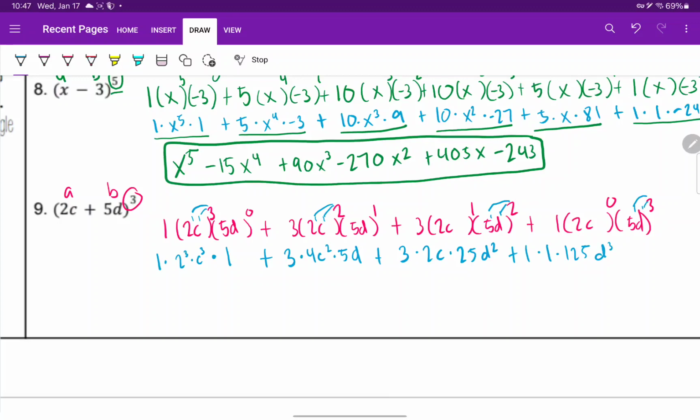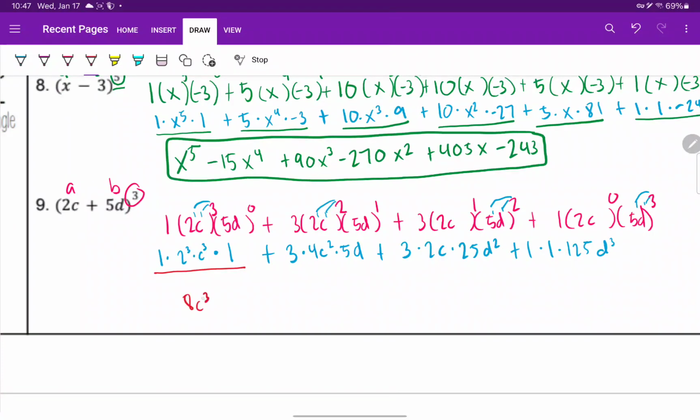All right, just like before, our last step is always going to be to simplify. So for this one here, 2 cubed is 8. So 1 times 8 is 8, 8 times C cubed is 8C cubed, and 8C cubed times 1 is 8C to the third power. For this next one here, 3 times 4 is 12, times C squared is 12C squared, times 5 is 60, times D, so this is plus 60C squared D.